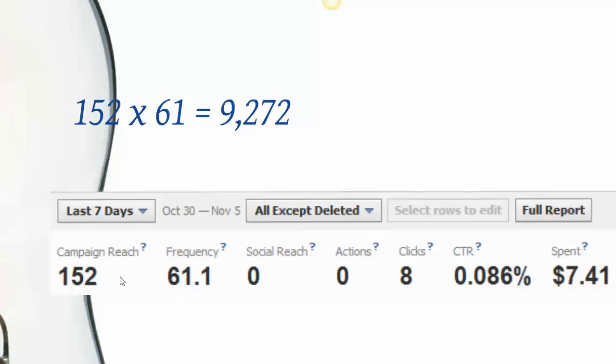In traditional real estate, we're taught that if you have a database of 150 people, you do a monthly newsletter. And every month you create items of value and stuff them in an envelope, stick stamps on them, and out the door they go. Well, you would be lucky if you got 130 opened. That would be 130 impressions. Well, in 7 days, we got 9,000 impressions, and it only cost $7.41.